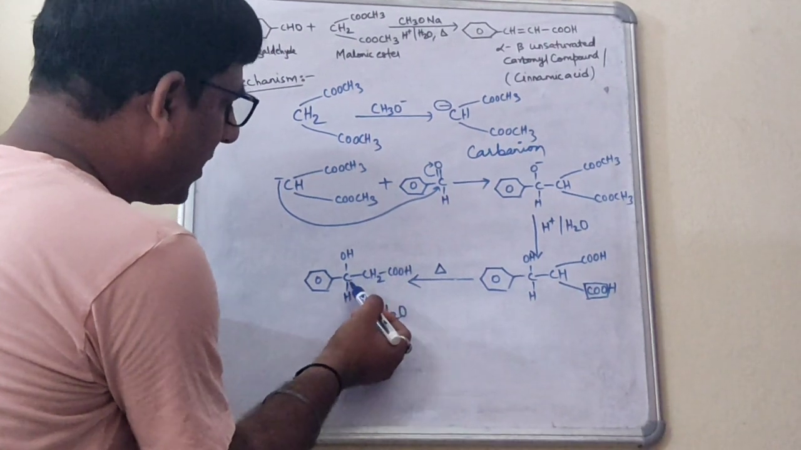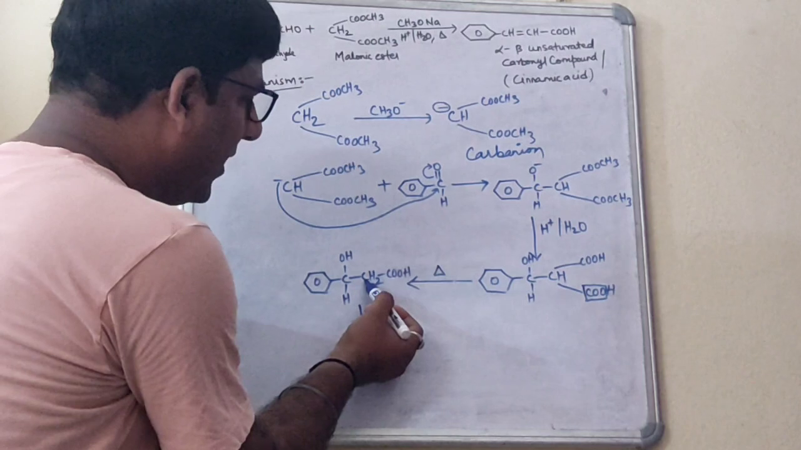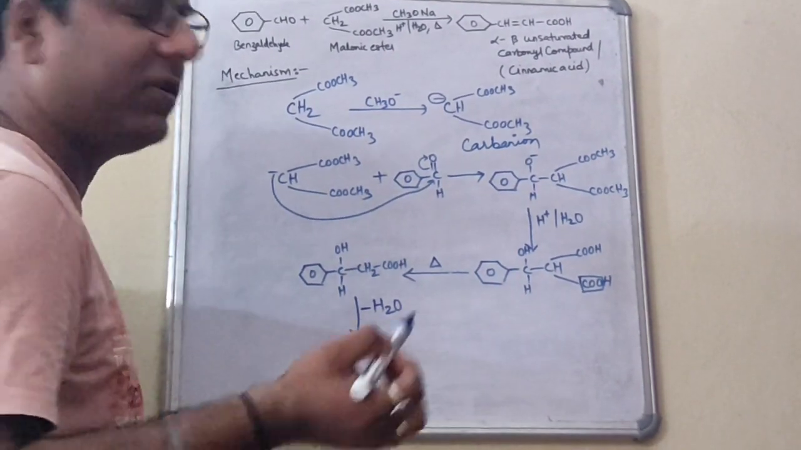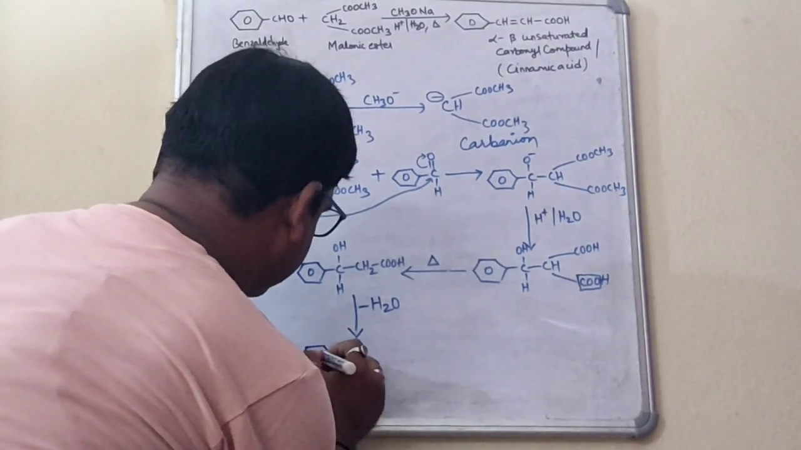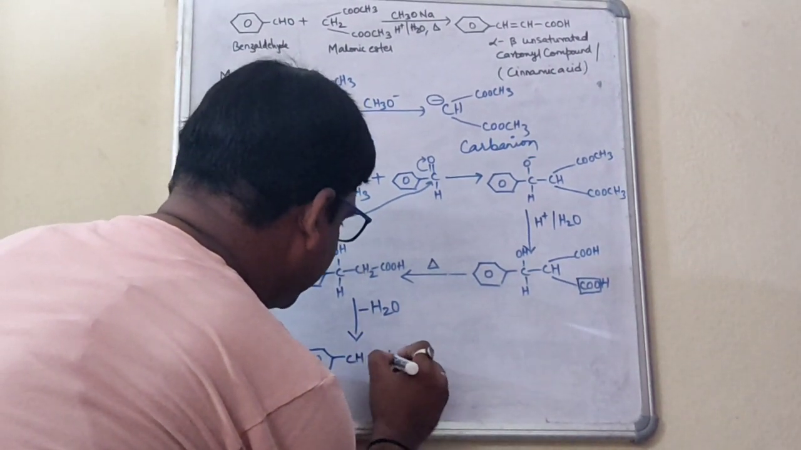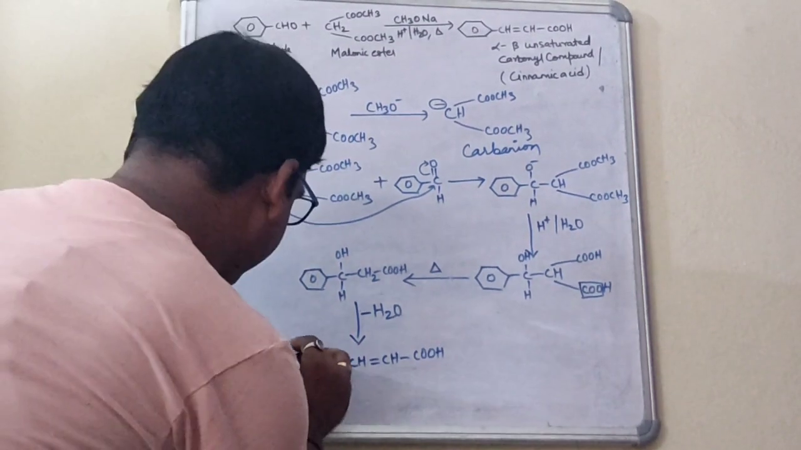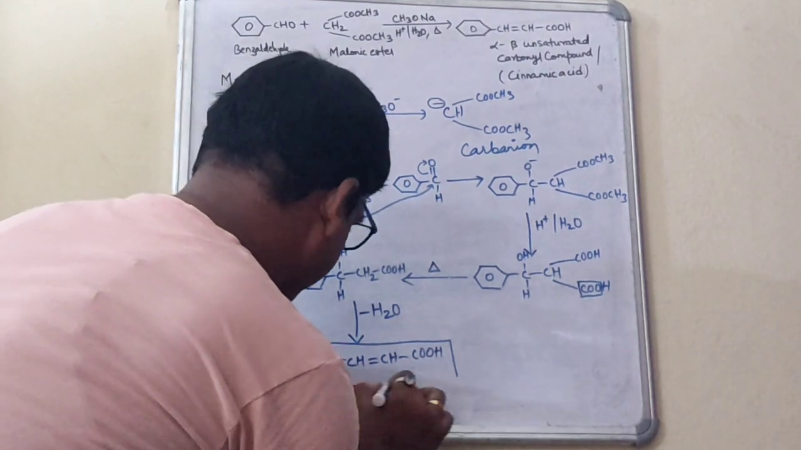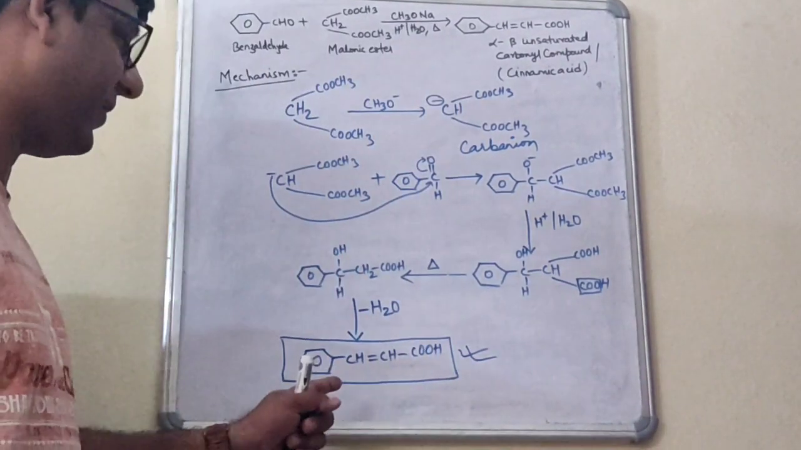Means this is the alpha carbon, this is the beta carbon. From the beta carbon you have to remove this OH, and from the alpha carbon one H will be out. Means H and OH, in total a water molecule has been removed. So here the final product will be like this: CH double bond CH, COOH. Now see students, this is the final product what we are getting.